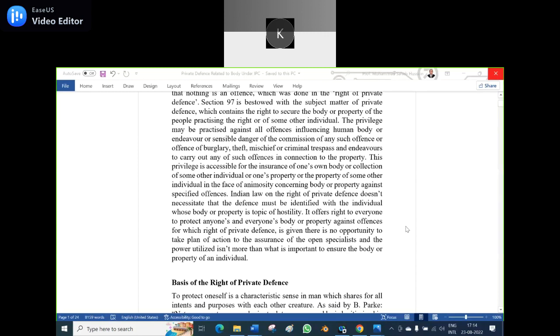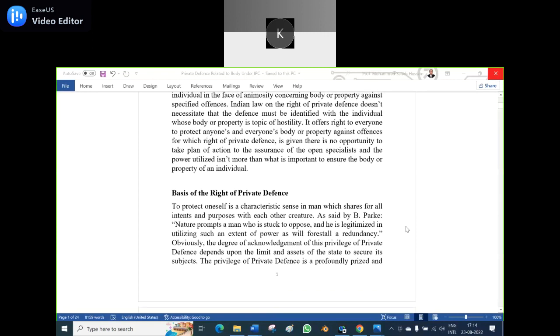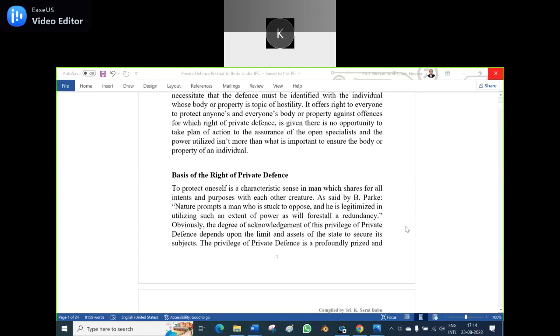So when the government authorities are not accessible, and sufficient force is used, sufficient force can be used to protect one's body or one's property. Then this right of private defense can be used.